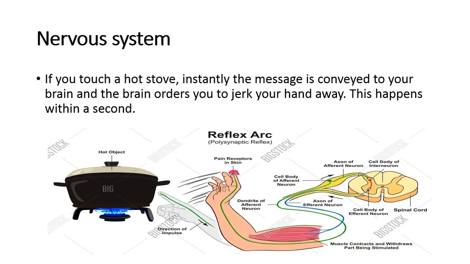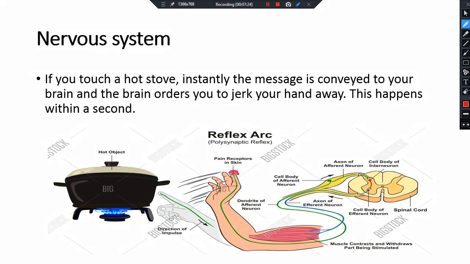So basically it is due to the nervous system. In this diagram, if you look at it, in our hand there are nerves. These nerves are attached to the muscles of our hand. So all these nerves are attached to your muscles. It passes through these muscles and then it goes to the spinal cord, and from the spinal cord it goes to the brain.